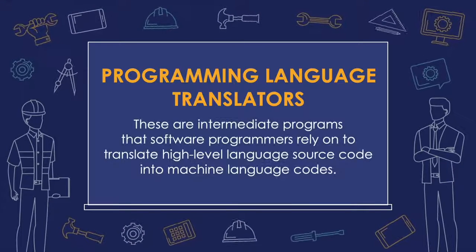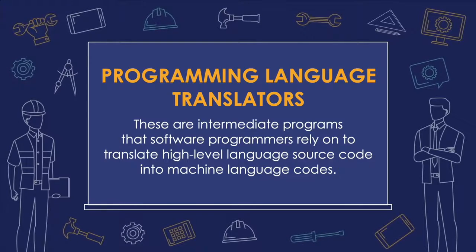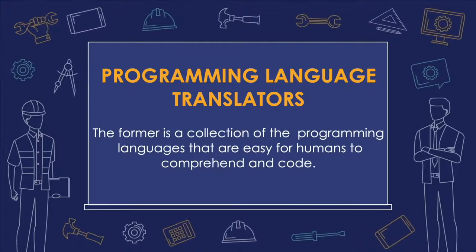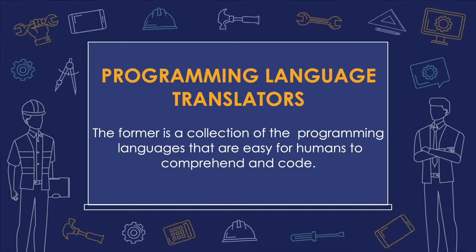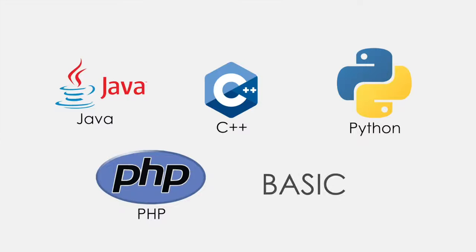Next is the programming language translators. These are intermediate programs that software programmers rely on to translate high-level language source code into machine language codes. The former is a collection of the programming languages that are easy for humans to comprehend and code. Some basic examples are Java, C++, Python, PHP, and BASIC.